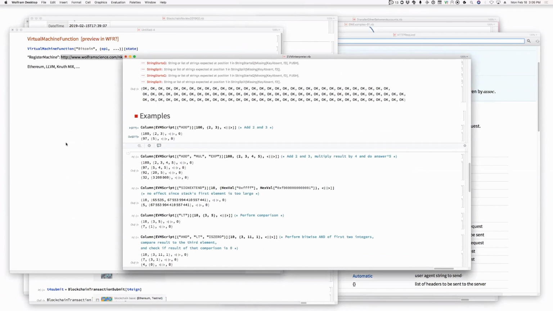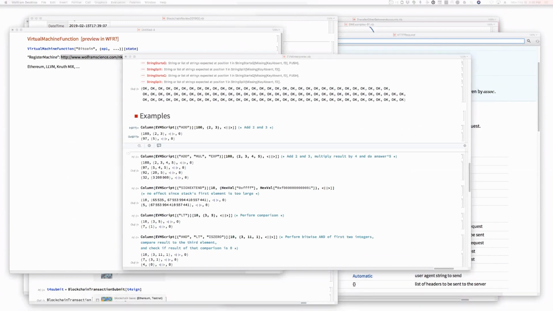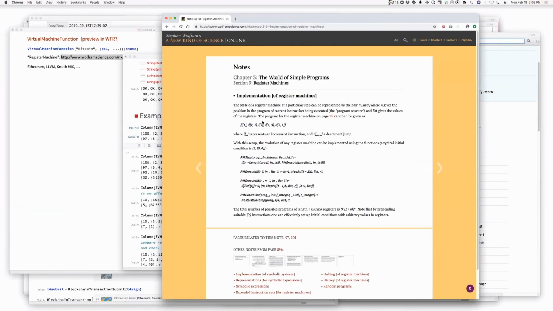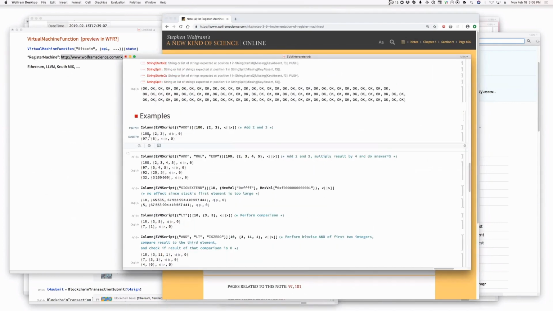But the analog of this, for example, for register machines has the exact same type of thing. It has an execute and it has this evolve list, which is giving the successive states of the machine, which is essentially what you're doing here. Right? That makes sense? Mm-hmm. Yep.